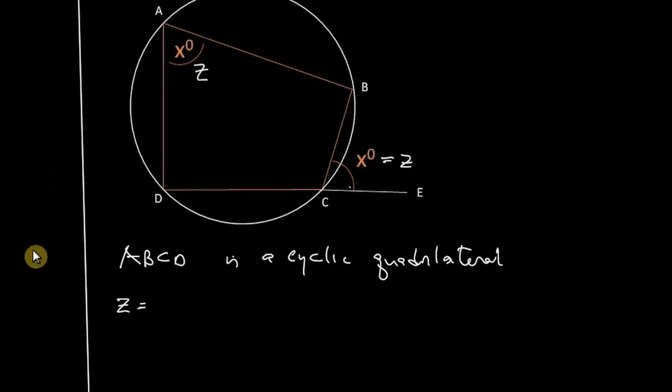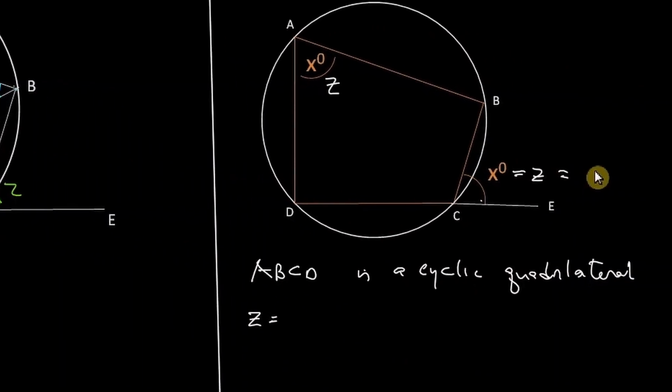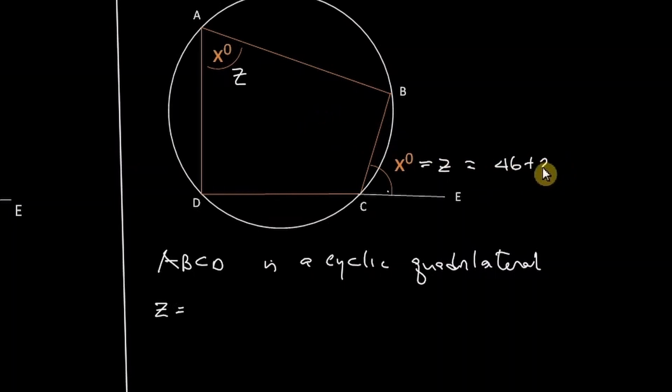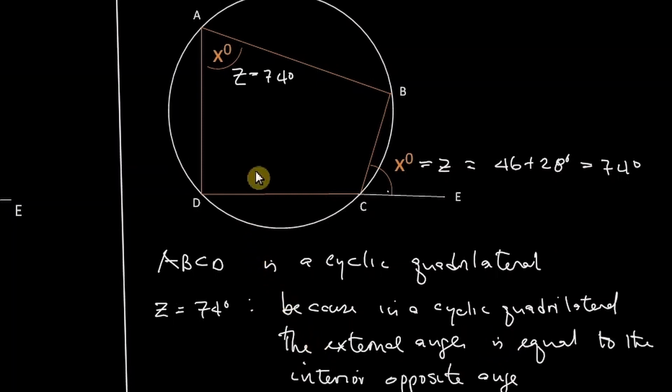So let's write Z is equal to the interior opposite angle here. We note that the interior opposite angle is the angle at A, which is equal to 46 plus 28. So let's just write Z is equal to 46 plus 28, which is simply adding these two angles, which is equal to 74 degrees. So we can write then that Z is equal to 74 degrees because in a cyclic quadrilateral, the external angle is equal to the interior opposite angle. This is just to demonstrate that the external angle as shown here, which I refer to as x0, is equal to the interior opposite angle, which is indicated here at A.